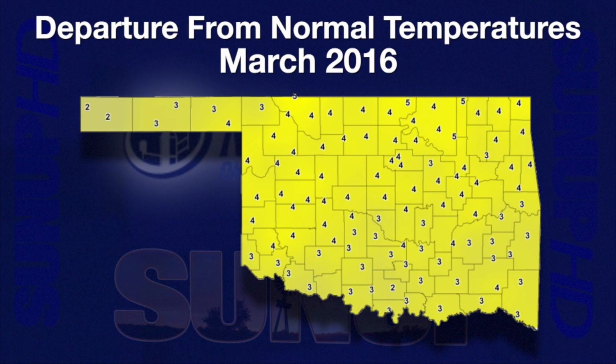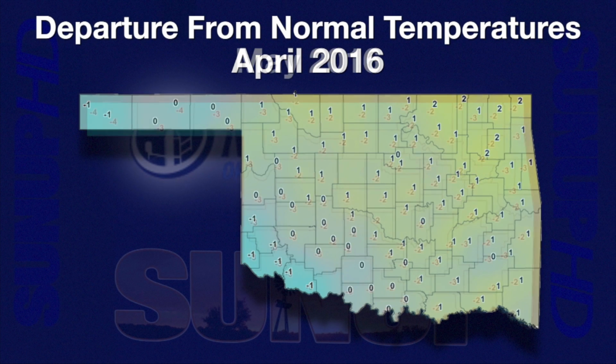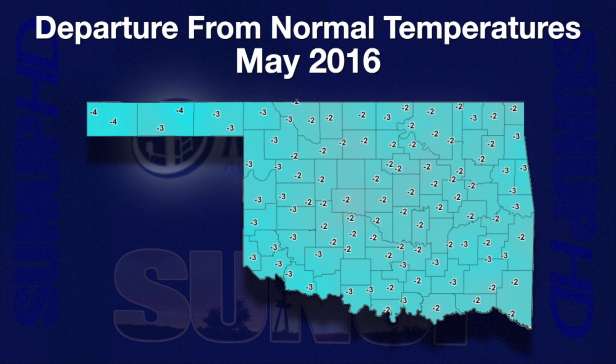The warmer conditions pushed winter wheat and canola growth. Temperatures were close to average in April, with some slightly cooler areas in the west, average areas, and slightly above average areas in the northeast. May was cooler across the state, 2 to 4 degrees below normal. Those conditions were good for maturing wheat and canola.